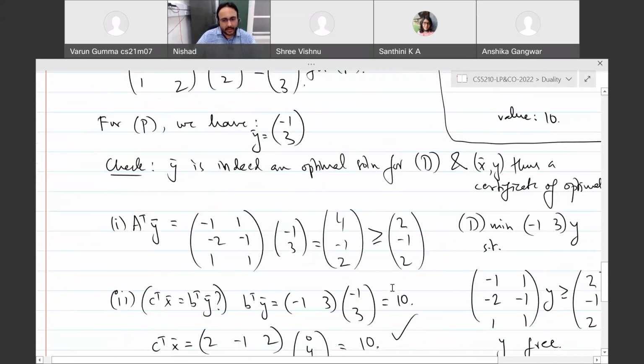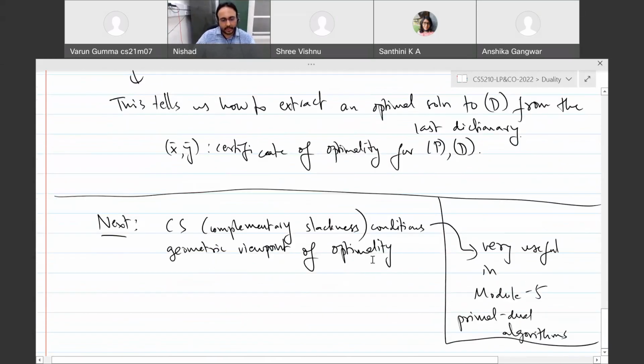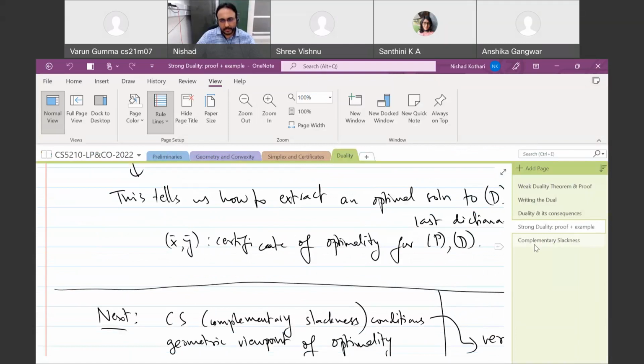And we looked at one example, and I mentioned that today we're going to look at another important aspect of duality, which is called complementary slackness. Okay, so that's what I want to cover today. And as I mentioned, it's going to be very useful when we design primal dual algorithms in module 5. In fact, it's going to be one of the main things we will rely on for the intuition behind our algorithms and also for the correctness. Okay.